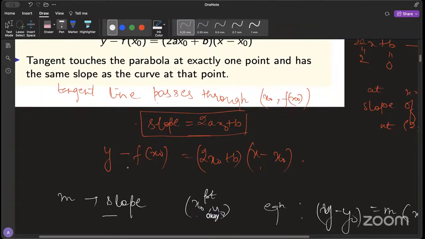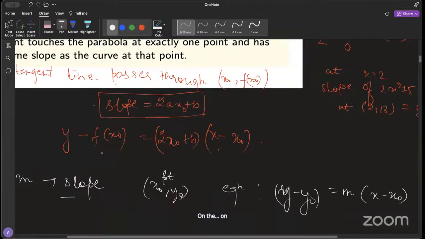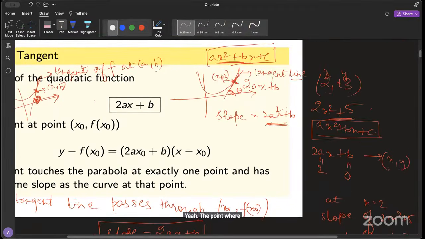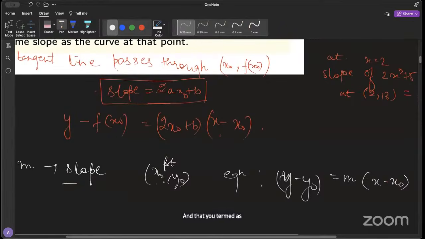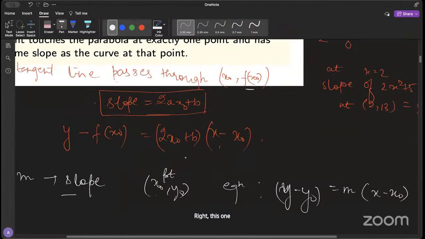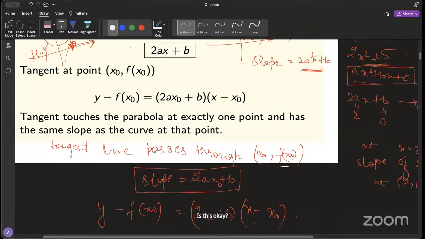Okay, that means on the tangent there was one given point. This is the given point. The point where it meets this parabola is the given point. And that you termed as x naught and f x naught. Right. This one. Is this okay?